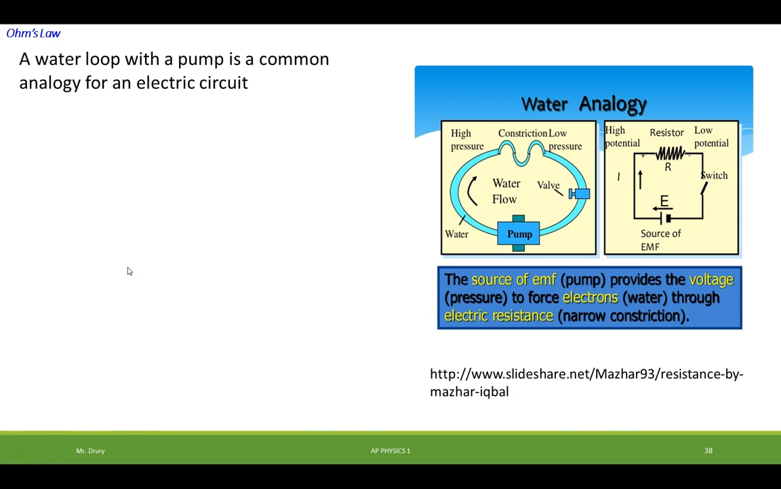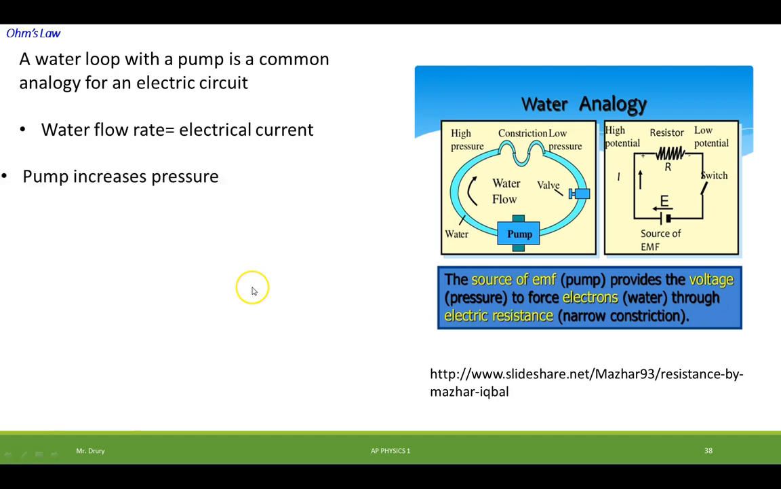A water loop with a pump is a common analogy for electric circuits, like I just said. The water flow rate, how much water in gallons per minute goes through it, is the same thing as the charge that goes through, or the current that goes through the circuit. The pump increases pressure of the water, so the pressure goes from the high point of the pump through the device and through the low point of the pump.